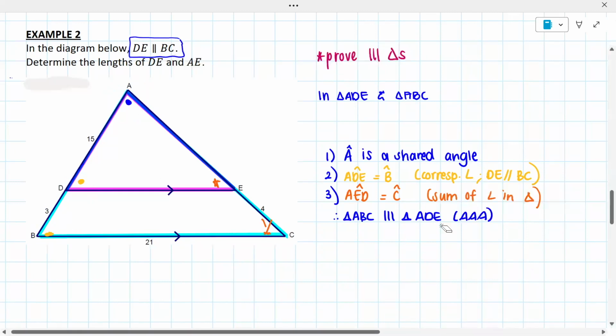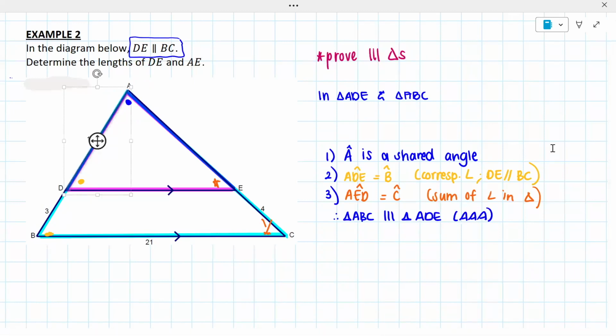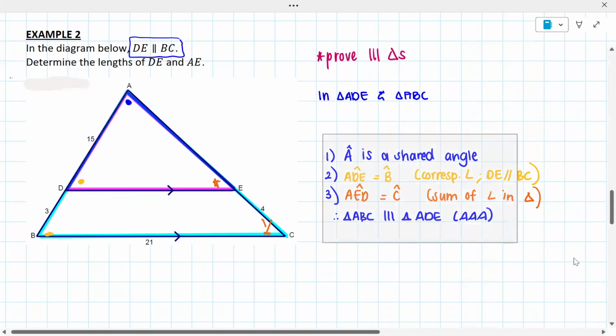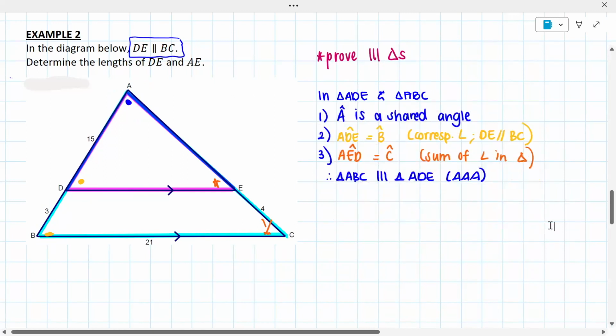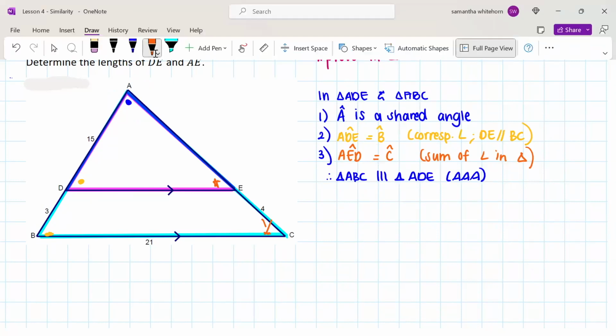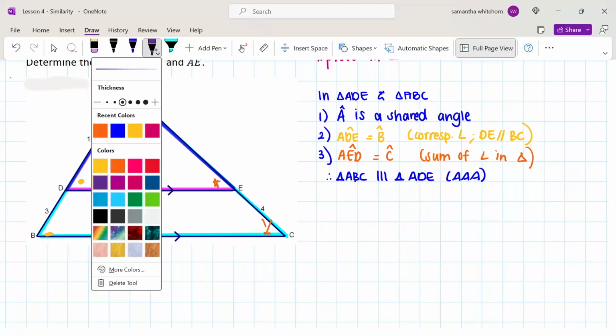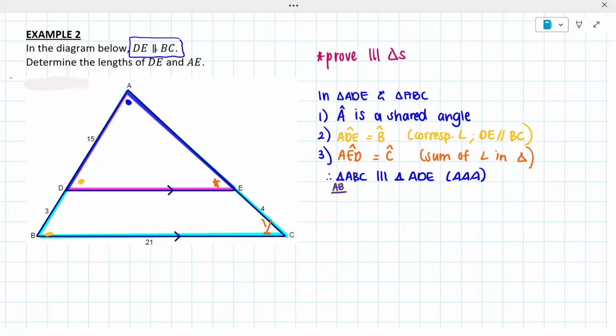So now that I've proven similarity, we can go and have a look at the lengths of those sides that I wanted. Because now I know that all sides of my triangle are in proportion. So this is now where I can go and make that statement. So I know that AB over, remember, first 2 over first 2, AD is equal to BC over DE, is equal to AC over AE. And this is because our corresponding sides are in proportion.